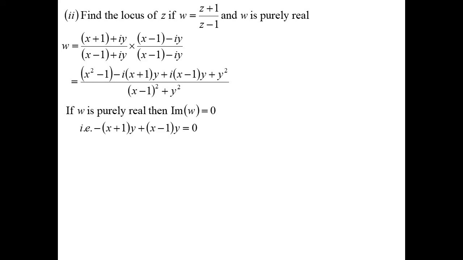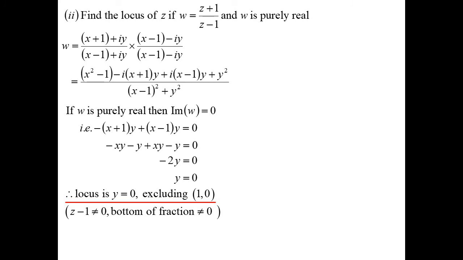So in other words, minus x plus 1 times y plus x minus 1 times y must equal zero. Well, that's simplified it down a little bit. Let's play around with it a bit more. The xy's cancel. Oh, we just get y equals zero.